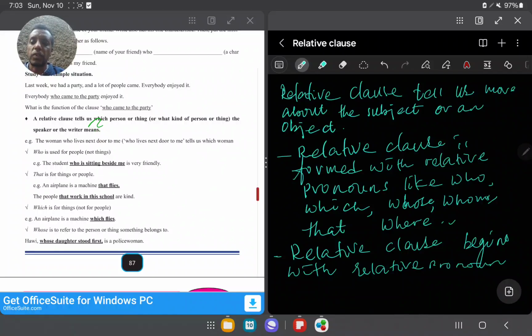A relative clause tells us which person or thing. አያችሁት እዚህ ጋር እንደተረዳችሁት እዚህ ጋር በመጀመሪያ the note ላይ እንደምታዩት relative clause tell us more about the subject or the object. ስፔሲፊክ መረጃ ይሰጠናል ማለት ነው። ክላሪፋይ ያደርግልናል። So relative clauses are formed with relative pronouns like who, which, whose, whom, where, that. ስለዚህ relative clause is a clause ነው ማለት ነው። It tells us more about the subject or the object. ስለዚህ relative clause የሚጀምረው በምንድን ነው ማለት ነው? በrelative pronoun ነው ማለት ነው። Let me show you practically here.